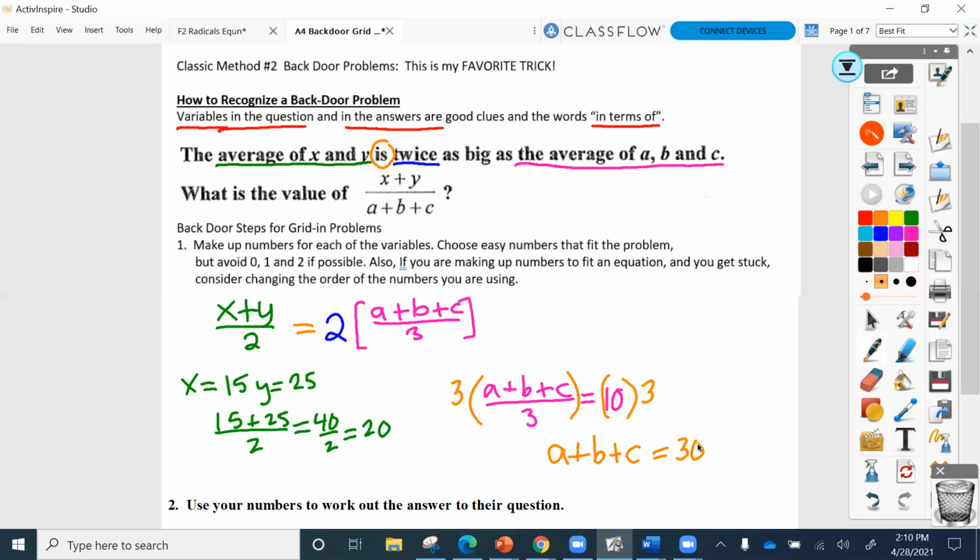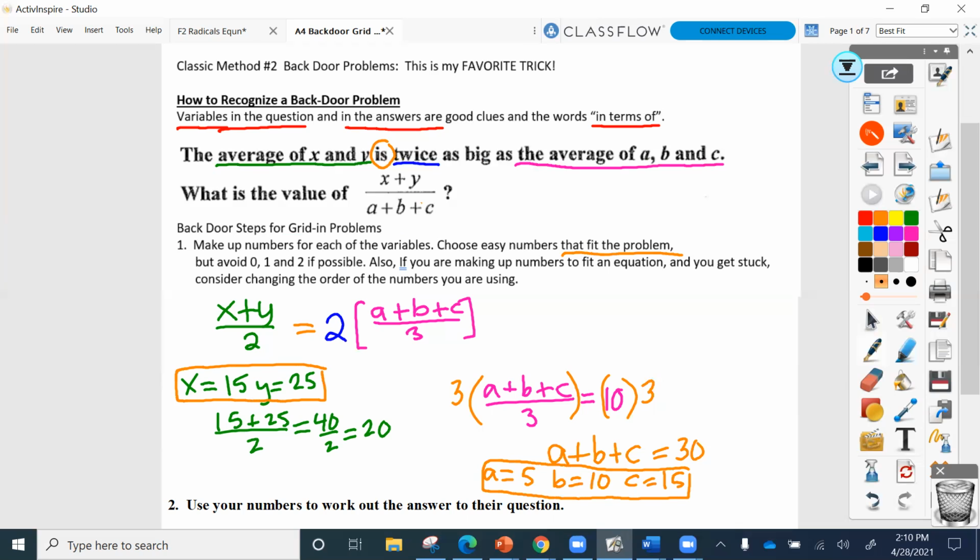So let's pick easy numbers. Let's let A equal 5, B equal 10, and C equal 15. So 15 and 10 is 25 plus 5 more. So now we have our values for A, B, and C, and it fits the problem, right? And we also have our values for X and Y.